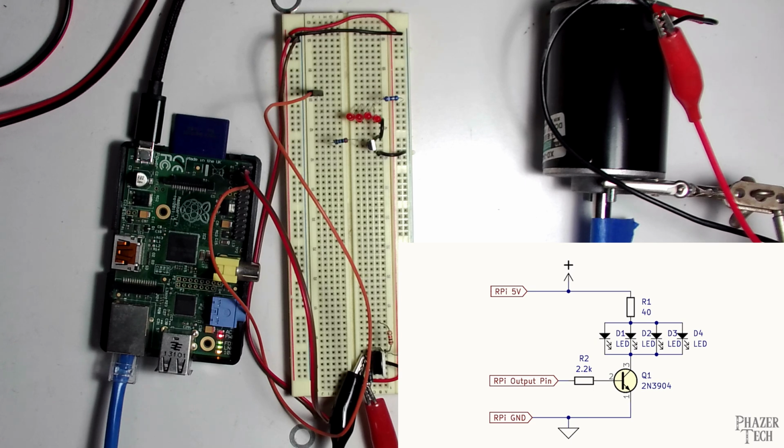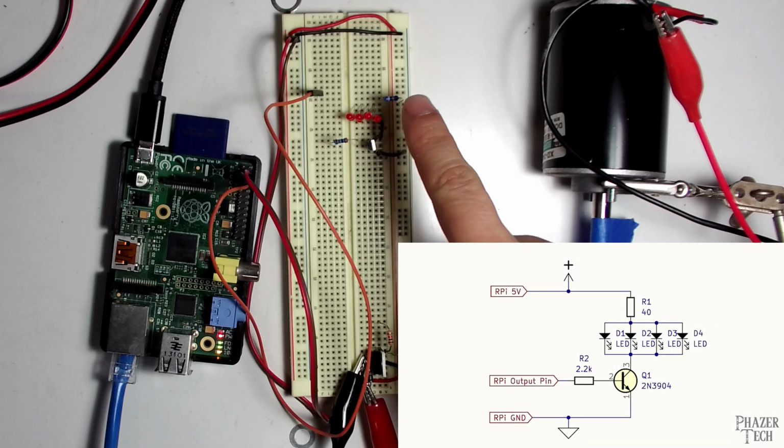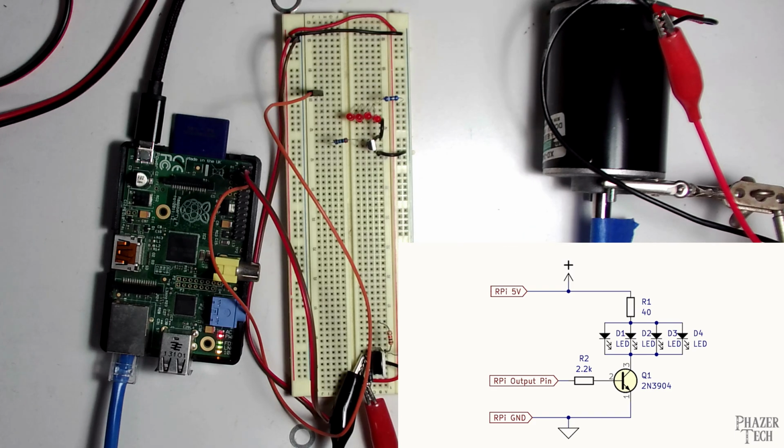So now 4 LEDs will use approximately 80 milliamps at maximum brightness. So let's aim for that. With a 5-volt power source, we would need roughly a 40 ohm resistor to achieve 80 milliamps. So that's what I have here, roughly 40 ohms.